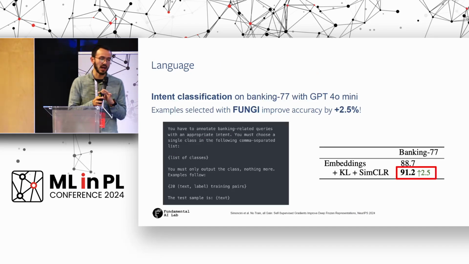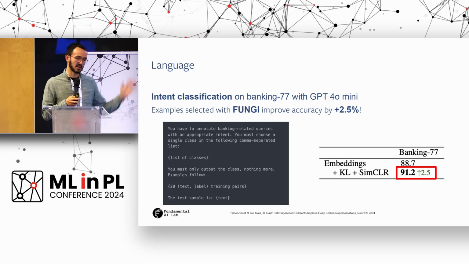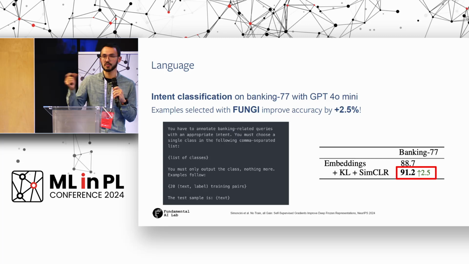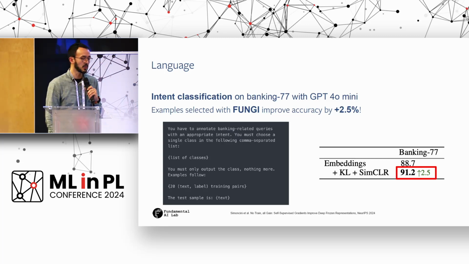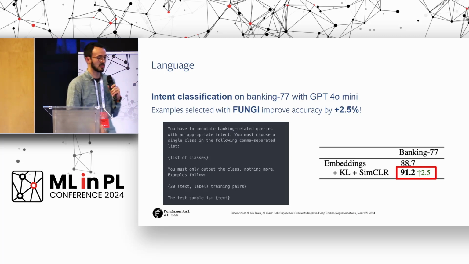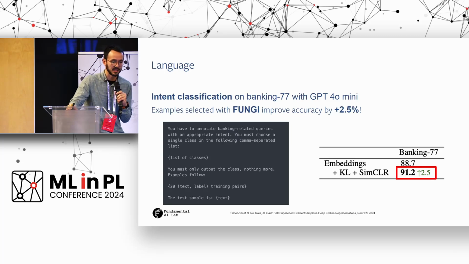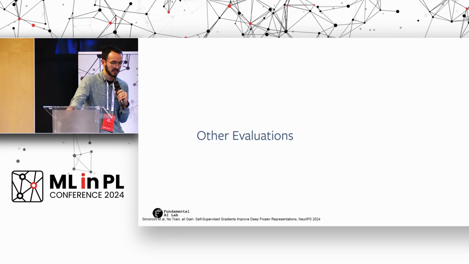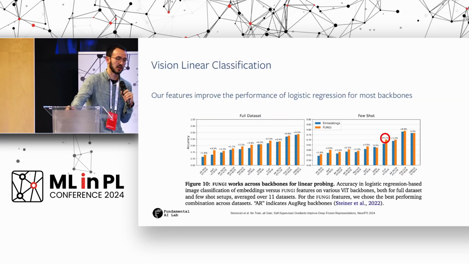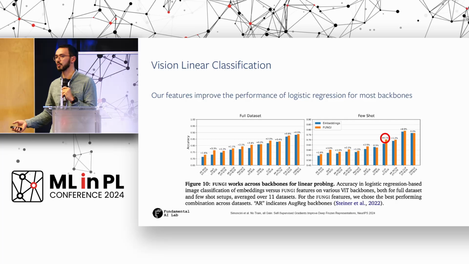It even works for RAG sort of settings, so retrieval augmented generation. In this case, we're doing this on the Banking77 dataset and giving GPT-4o mini some examples that we get from fungi compared to just from the embeddings alone. And we can see that we get a 2.5% improvement, basically at this point, the banking dataset being almost solved in this case. And we have some other evaluations as well, like even linear probing improves upon this.